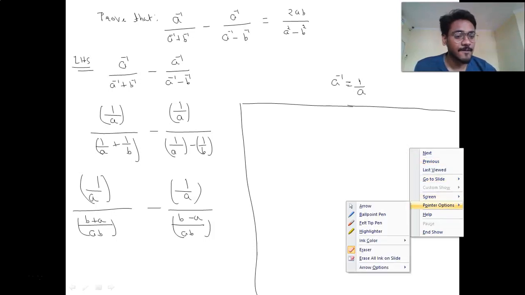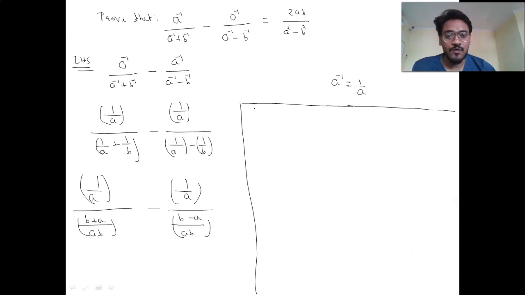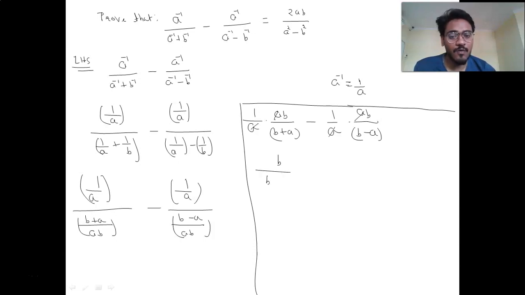See, yes, it's 1 upon a, and it is going to multiply with ab over b plus a. Similarly, here it's 1 upon a, and it is going to be multiplied with ab over b minus a. Okay. Now students, you can observe this 1 upon a. See, this a and a get cancelled out. So it's b upon b plus a minus b upon b minus a. Okay. Now see, this b plus a, b minus a is going to be what?